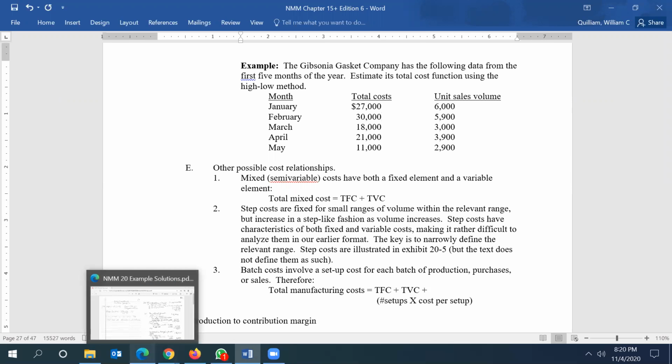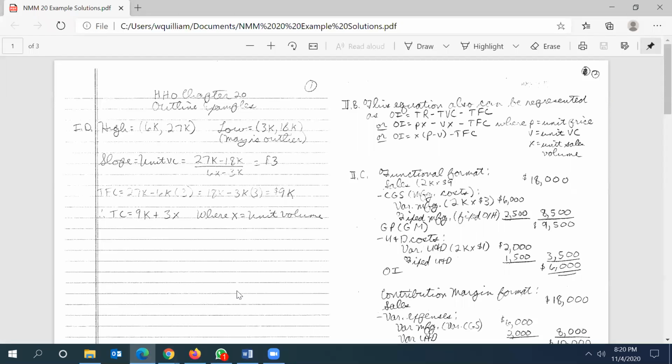So back here on the printed solution, which I have of the outline examples, it's in a PDF file, which is also on Canvas for you. Again, the high is January. I have an ordered pair of what's on the x-axis first, 6,000 units, then what's on the y-axis second, $27,000. So the order is first X, then Y. Then the low of March. Again, I have an ordered pair: 3,000 units on the x-axis, $18,000 on the y-axis.